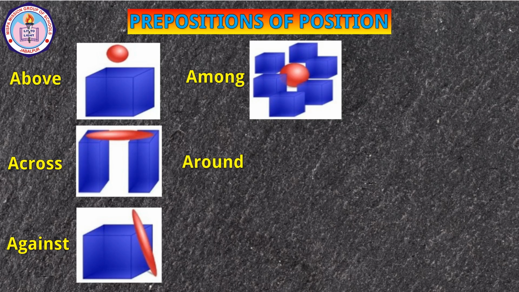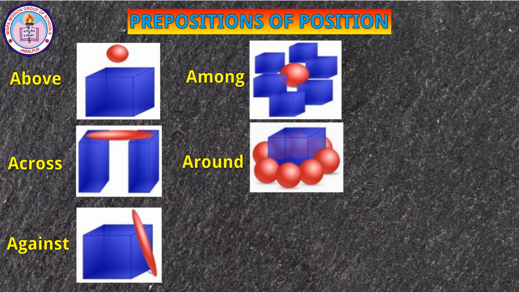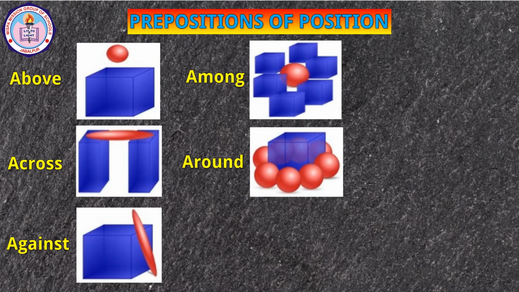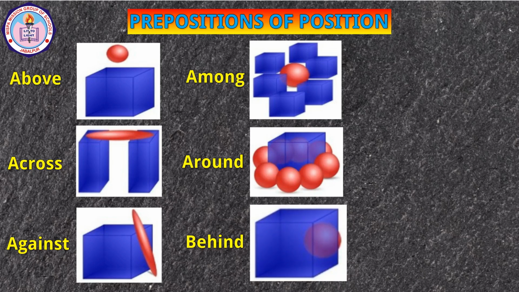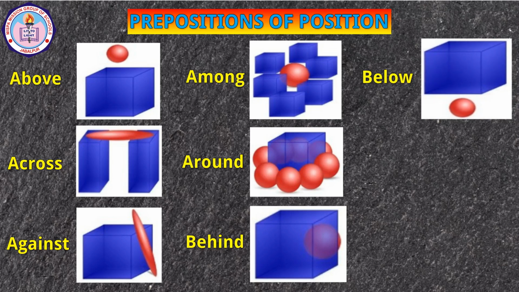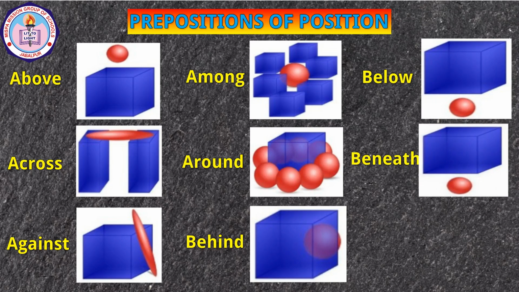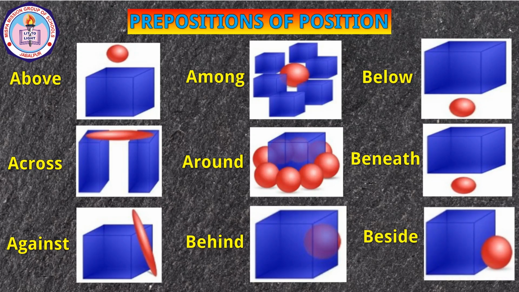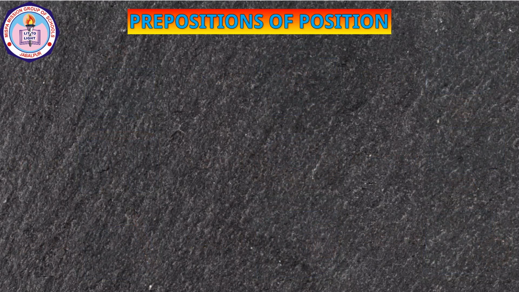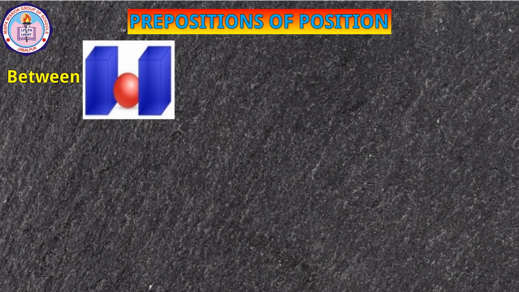Around. The red balls are around the blue box. Behind. The red ball is behind the blue box. Below. The red ball is below the blue box. Beneath. The red ball is beneath the blue box. Beside. The red ball is beside the blue box. Between. The red ball is between the blue boxes.